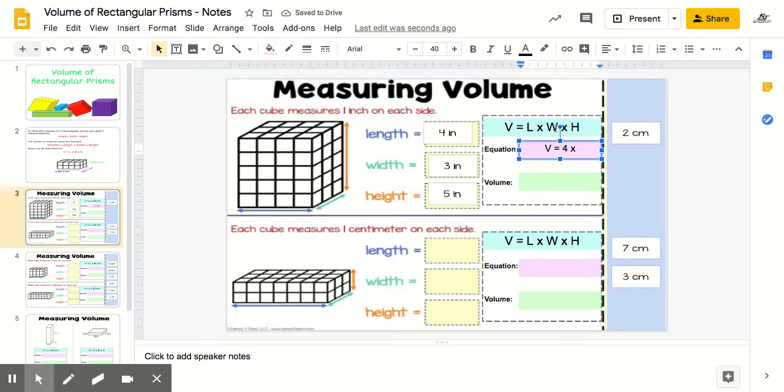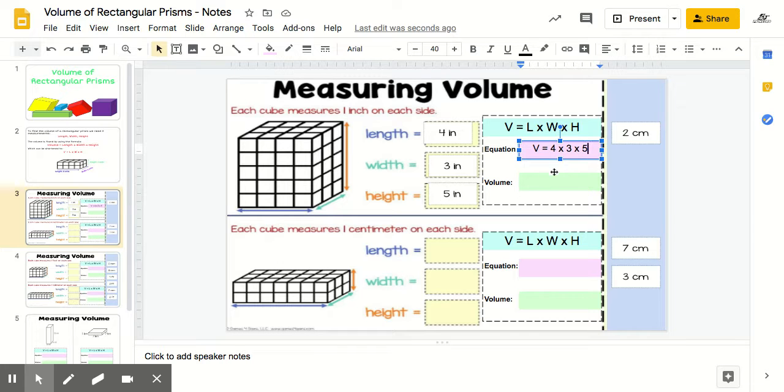Now the next letter in my formula is the width. I know what the width is, it's 3. So instead of writing W, I'm now going to plug in 3. Okay, I'm going to bring down my multiplication sign. And now last but not least, I'm going to plug in my H, which is the height. Well, the height is equal to 5, so I'm going to plug in 5. Okay, so here's my equation. Volume equals 4 times 3 times 5.